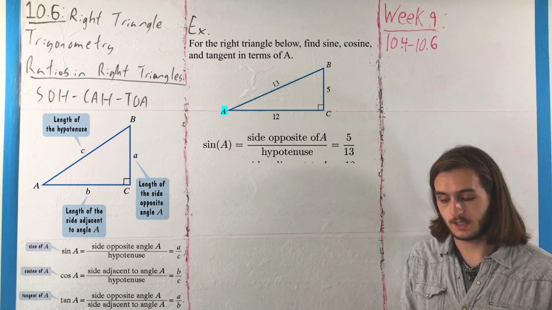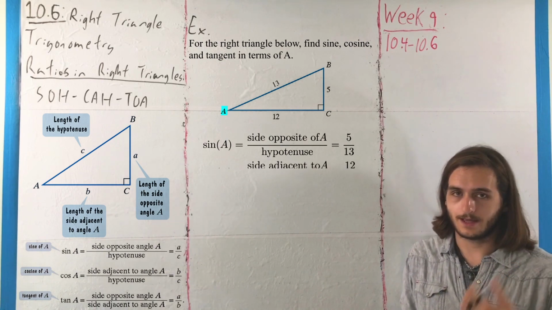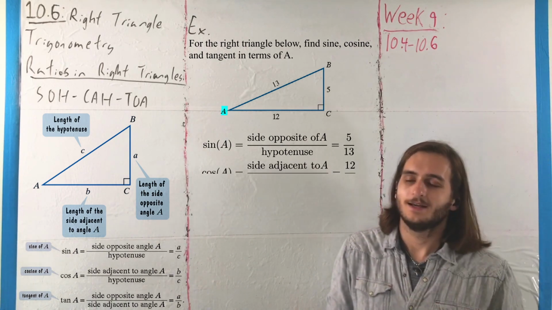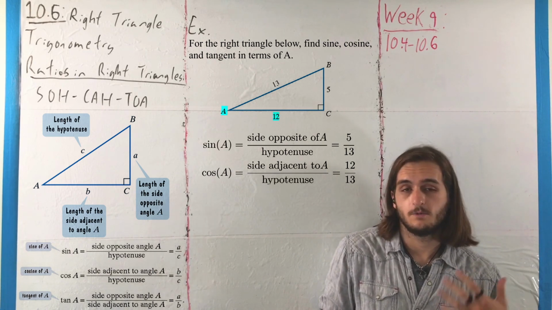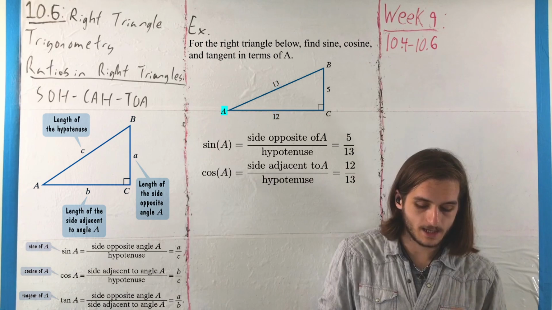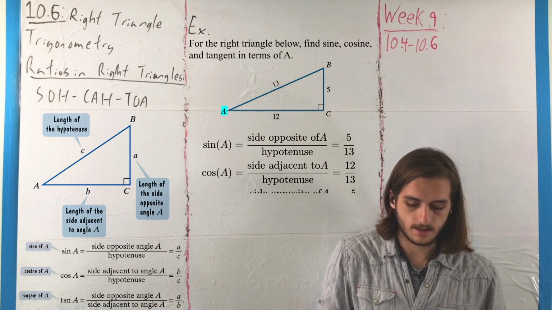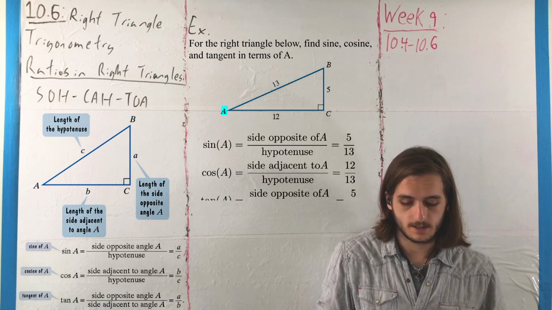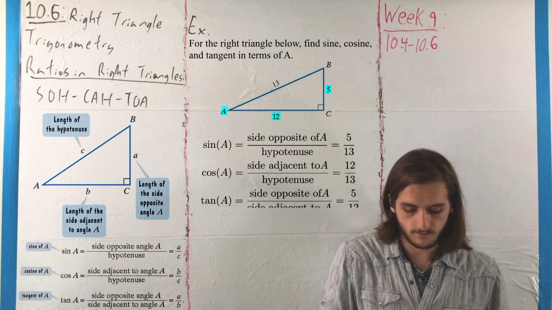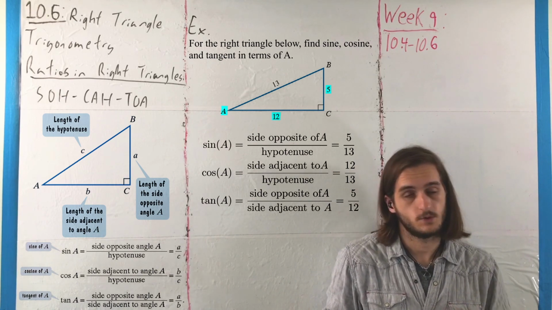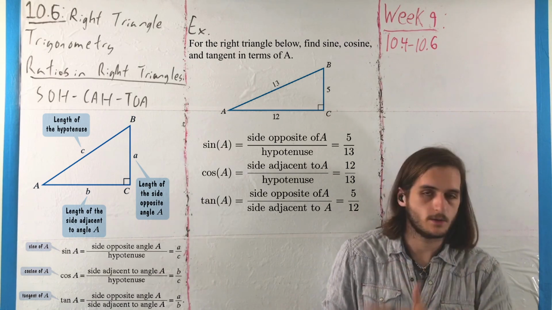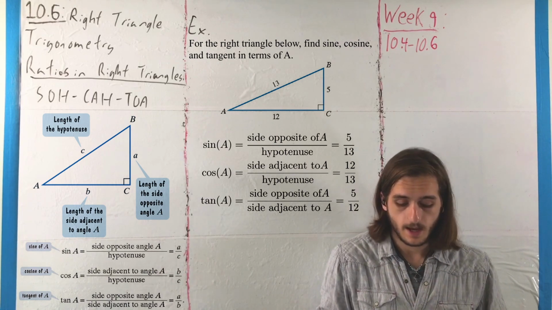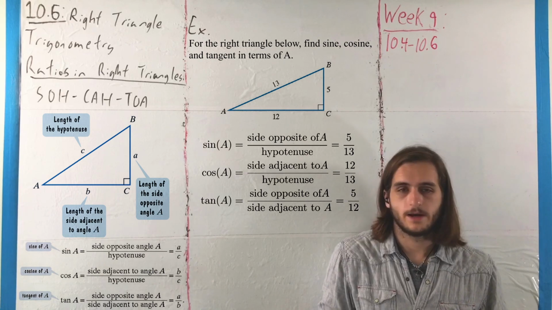For cosine, we're looking at adjacent over hypotenuse. The side adjacent to A has length 12, so cosine of A will be 12 over 13. And then tangent, where we are looking at the side opposite over the side adjacent, will give us 5 over 12. Again, context is everything here, and how we choose our locations is vitally important as well.